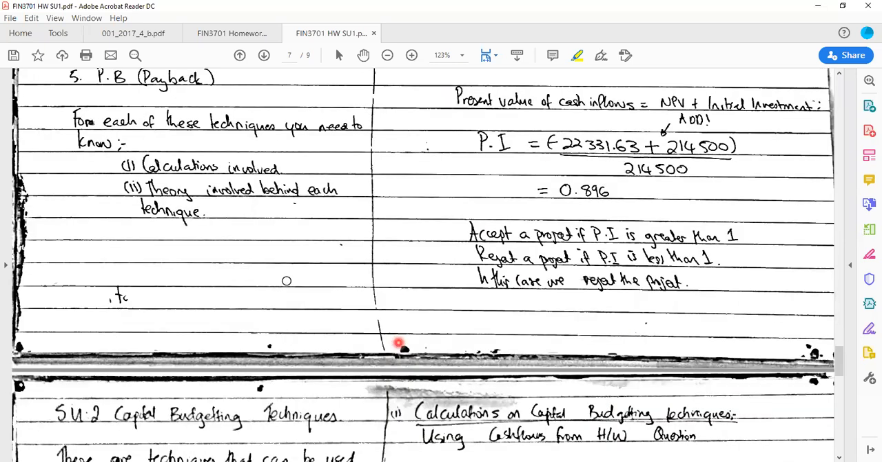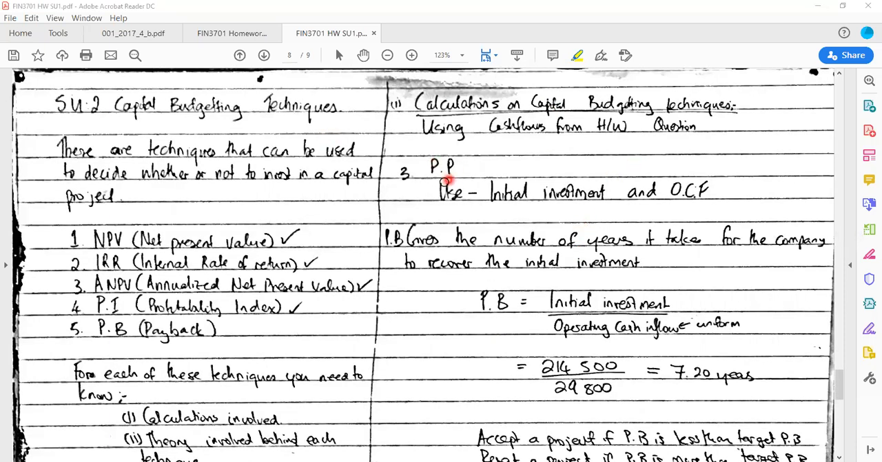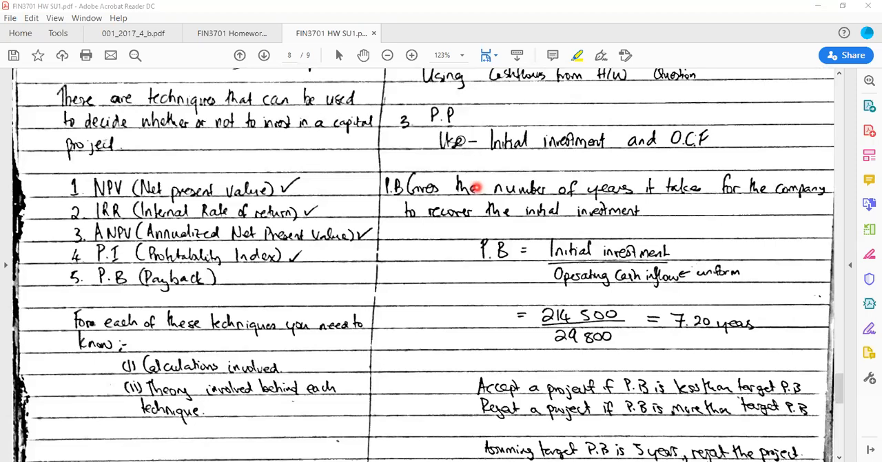And then the last capital budgeting technique you need to know about is the payback. So I'm going to go through the theory behind all these techniques in the next video. I'm just taking you through the calculations based on a capital budgeting cash flow question, just how you would finish it off. So with the payback, PB, we use the initial investment and the operating cash flow, and the payback gives us the number of years it takes for a company to recover its initial investment.